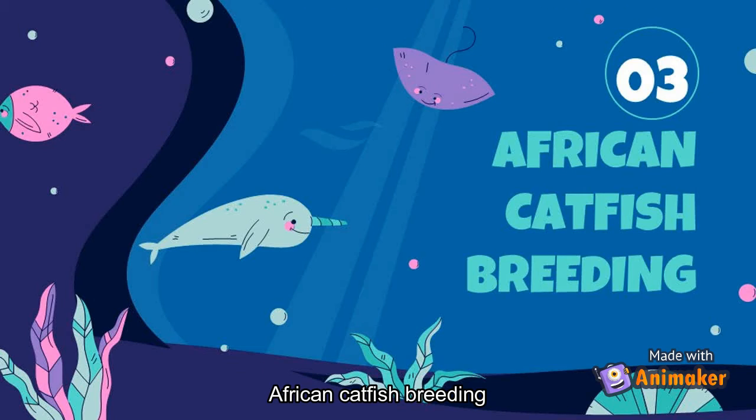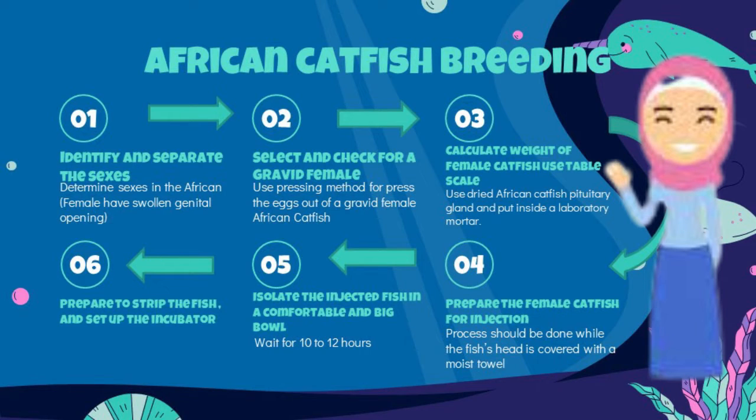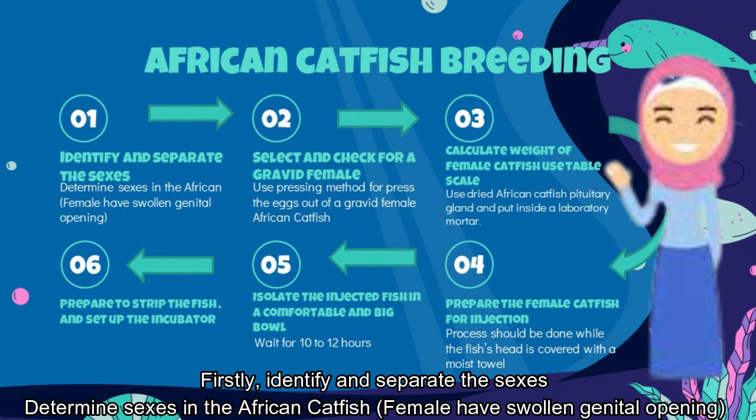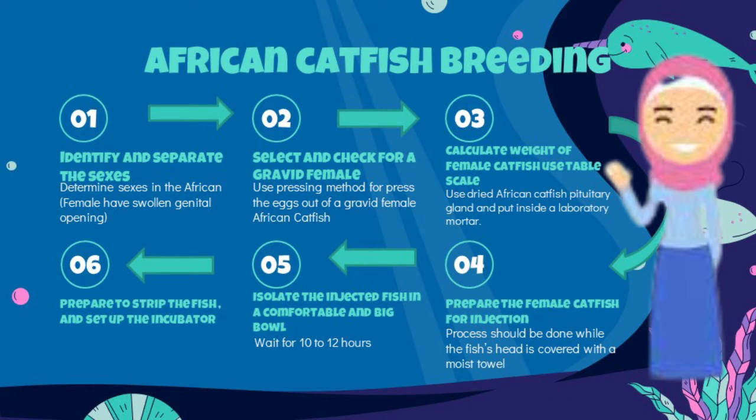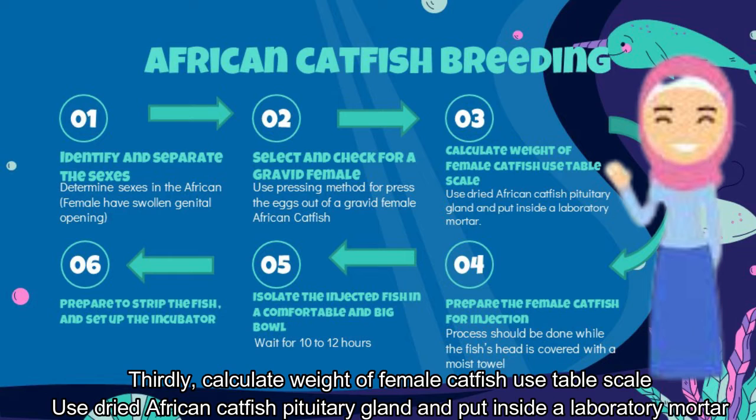African catfish breeding. First, identify and separate the sex. The female African catfish has a swollen genital opening. Secondly, select and check for a gravid female. Use the pressing method to press the eggs out of a gravid female African catfish. Thirdly, calculate the weight of the female catfish.